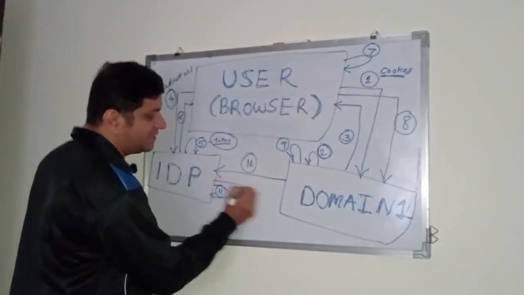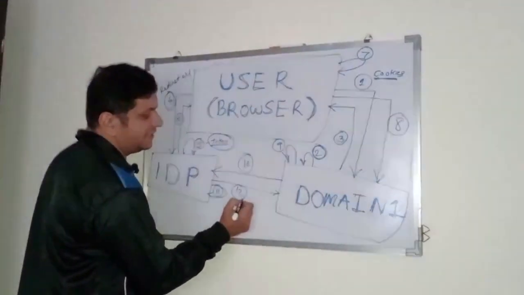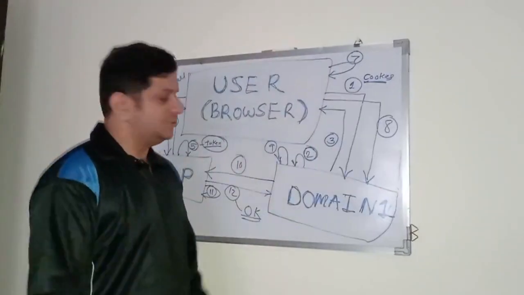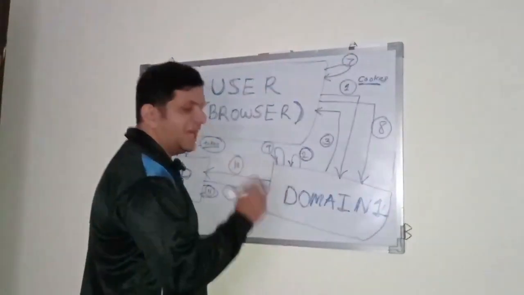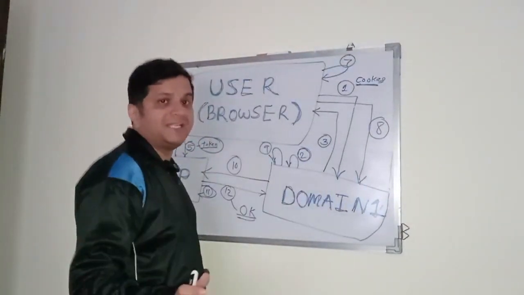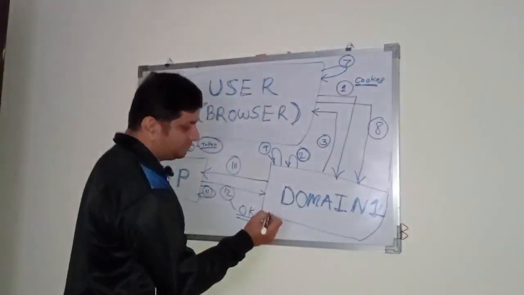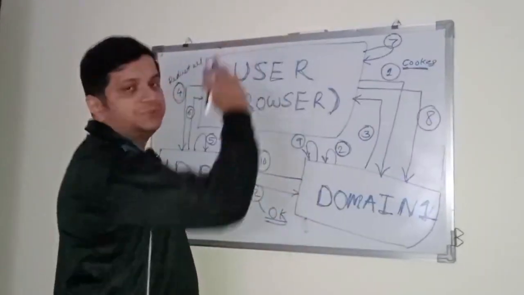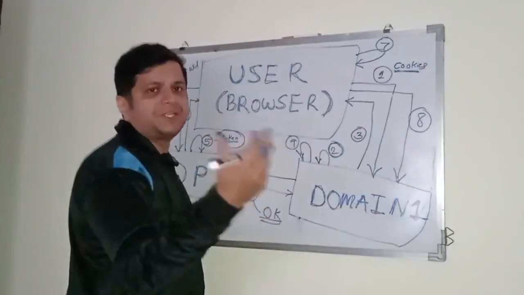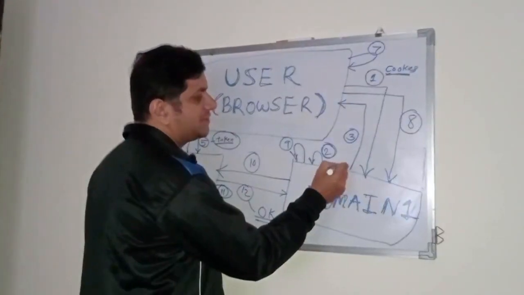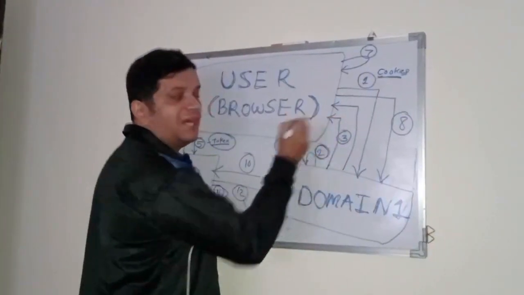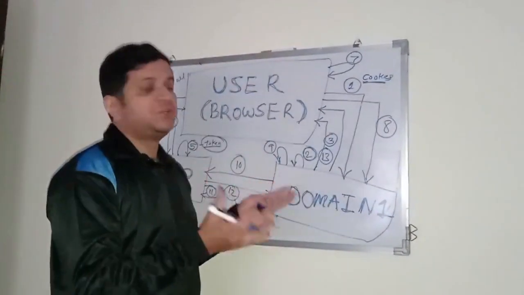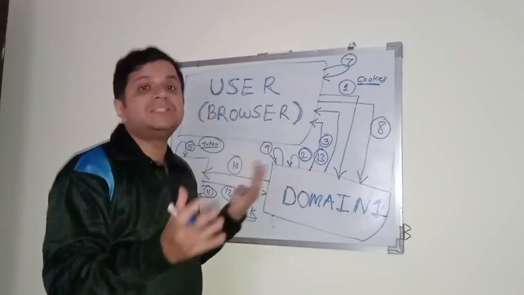So IDP sends back, number 12, okay, it's all okay. So the user is a genuine user. Now domain 1 has the information that the user has been authenticated by IDP. So domain 1 will open the access for the user, whatever website or application it is. It responds back with the actual response, which is step number 13, where the user will be presented with a page. So this is how SSO single sign-on works.